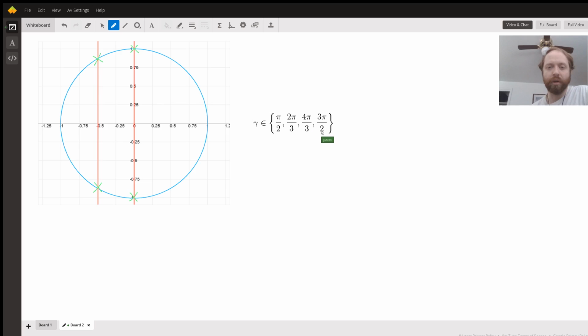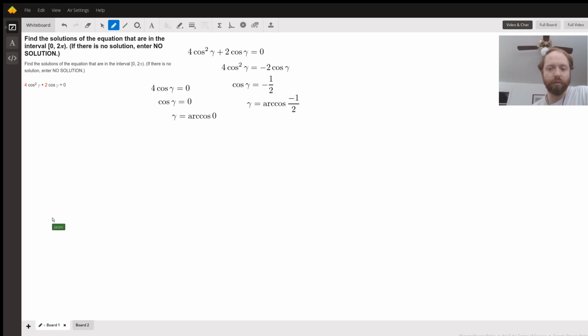And if you were to substitute all 4 of those back into this equation, you'll find that any of the 4 of them will make that equation true. So yeah, there's your solution set.